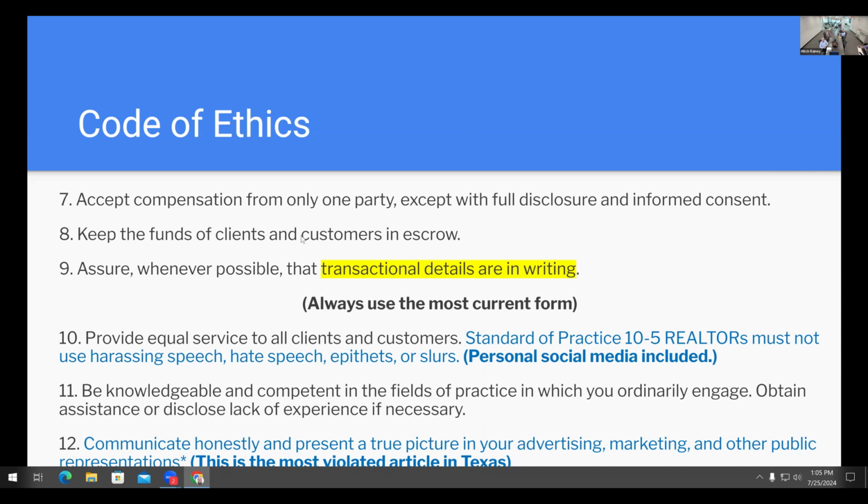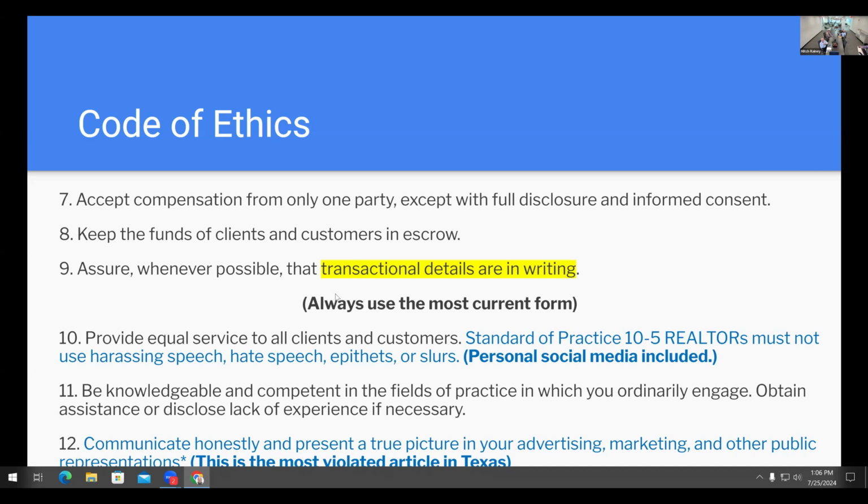Keep funds of clients and customers in escrow. Hopefully you're not taking any funds from any clients. This was more written back when we took the earnest money and option money ourselves as an agent, and then we took it and gave it to the seller or gave it to the title company. Never was it to be paid to you and then you distribute those funds. It is commingling and that's against TREC.